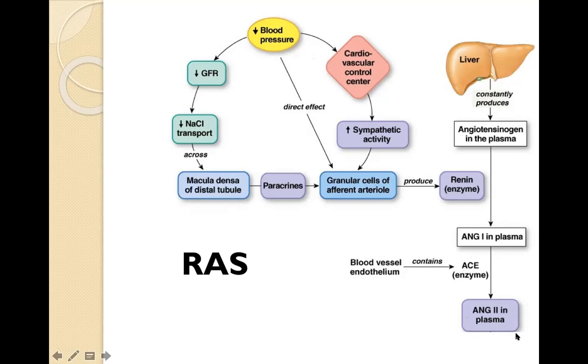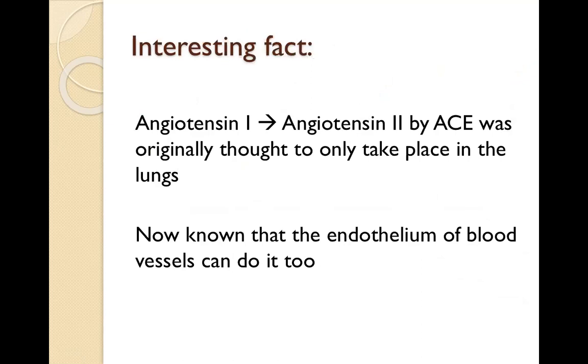So there are a lot of effects of angiotensin 2. An interesting fact is that the conversion of angiotensin 1 to angiotensin 2 by ACE was originally thought to take place in the lungs only. The lungs do make angiotensin converting enzyme, but it now is known that the endothelial cells of the blood vessels also make ACE, and the conversion takes place there as well.